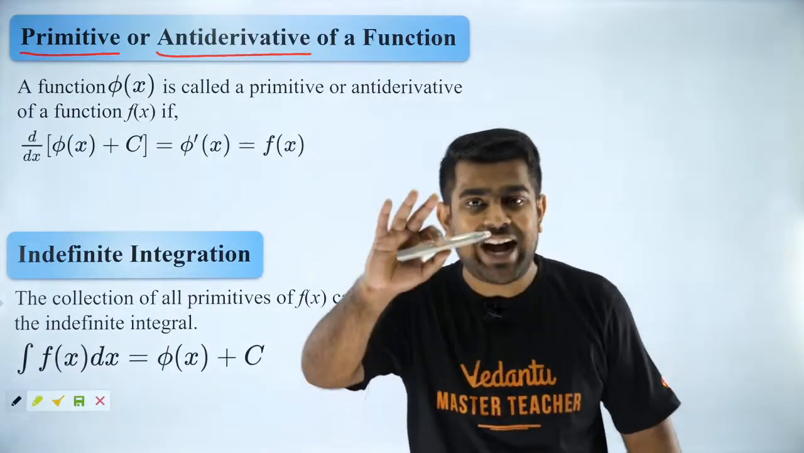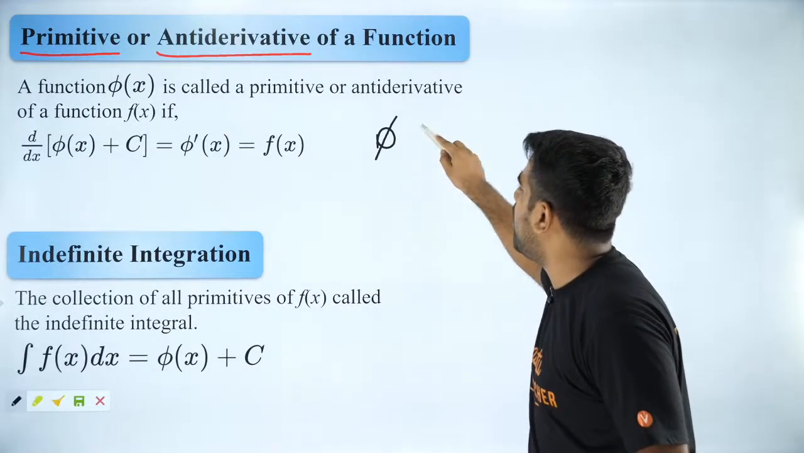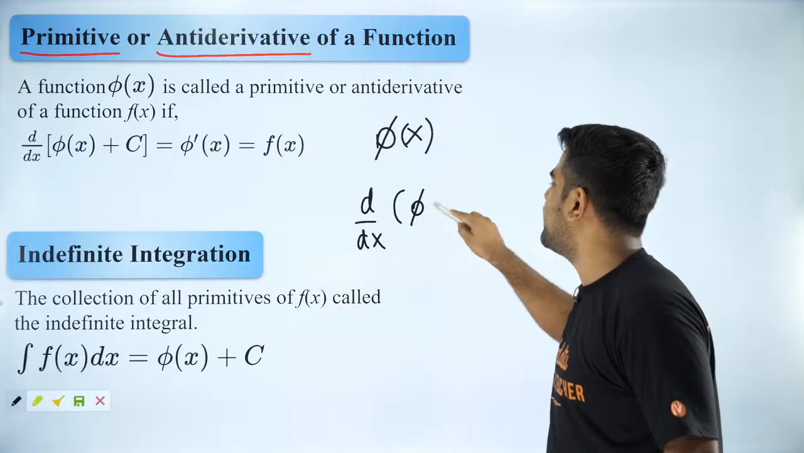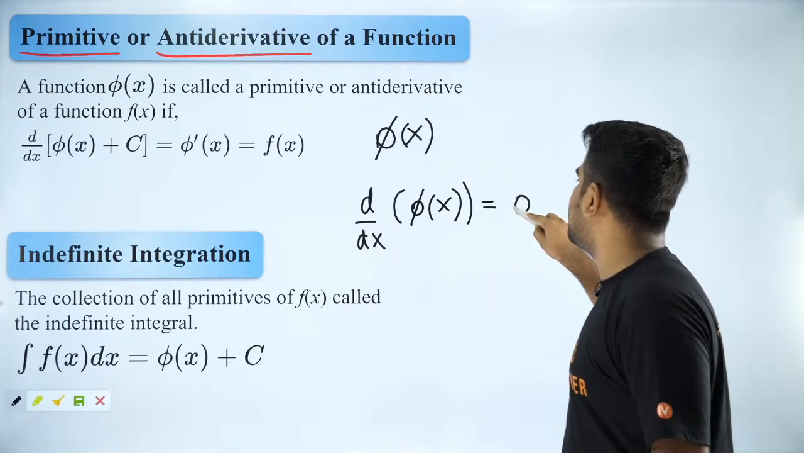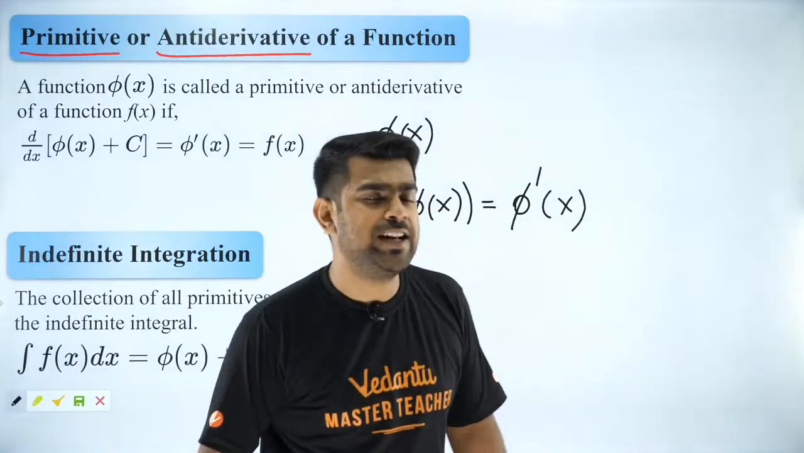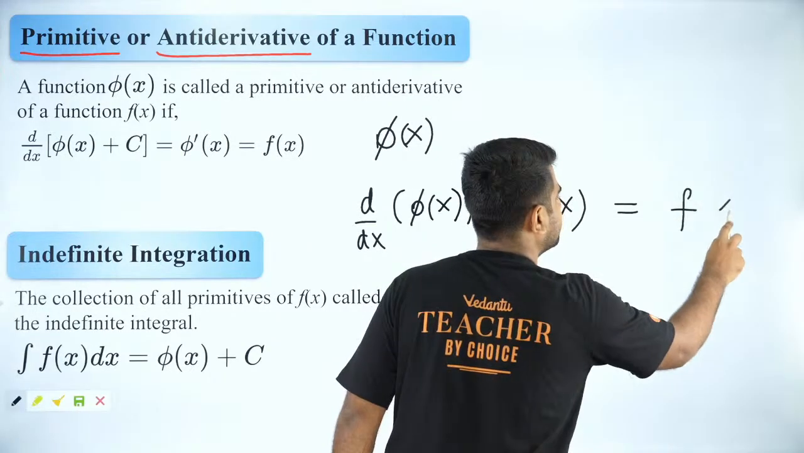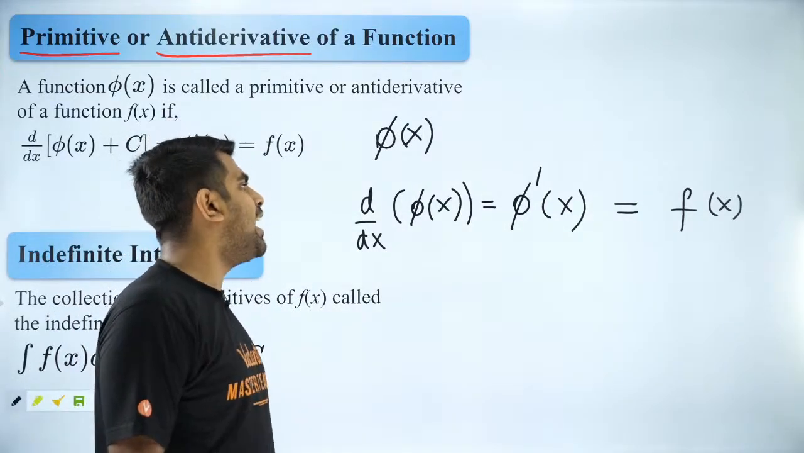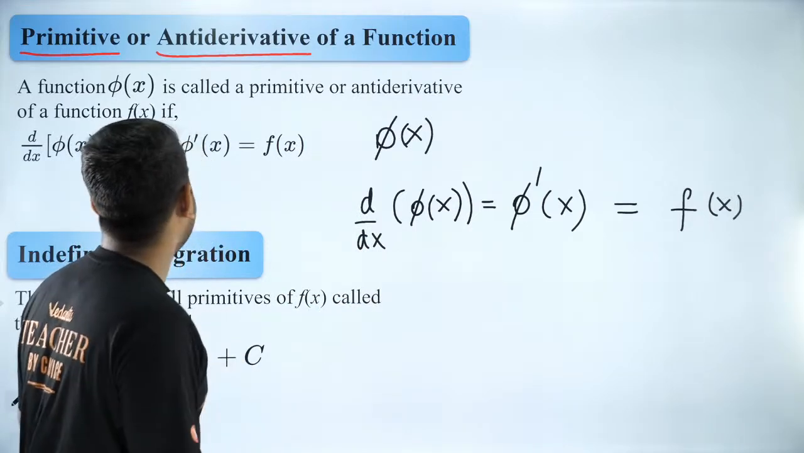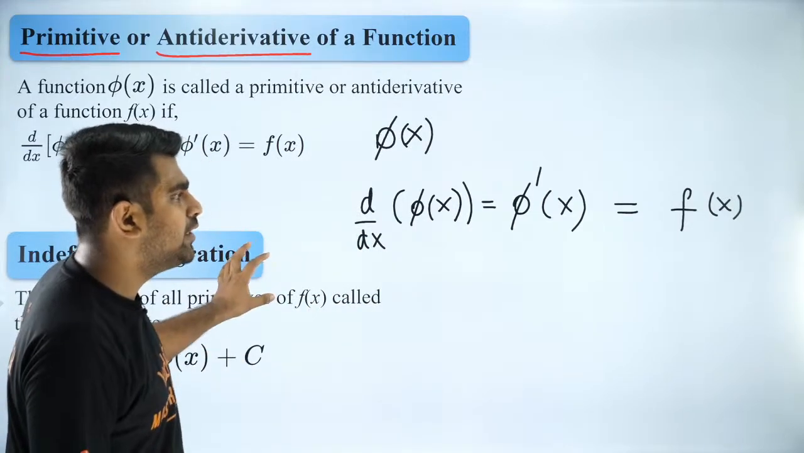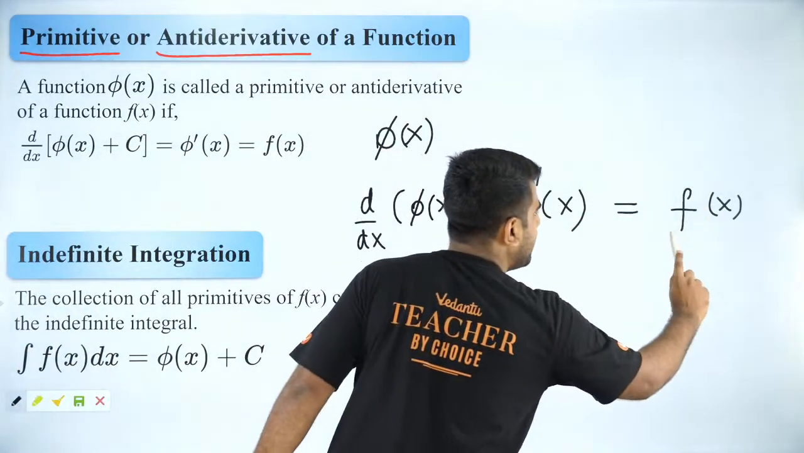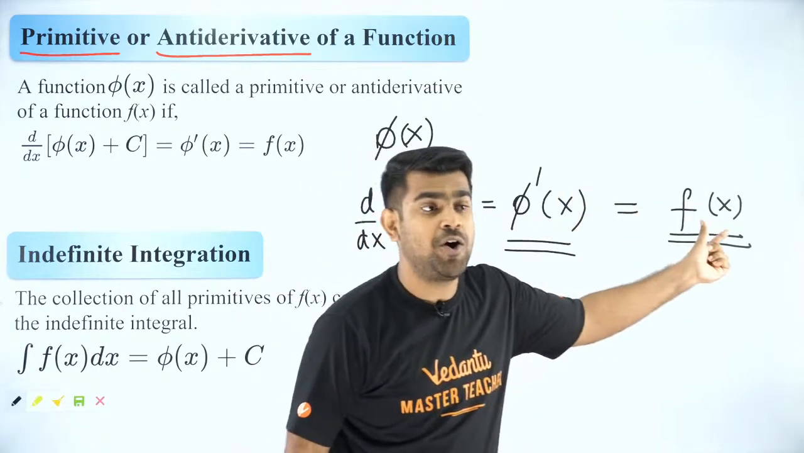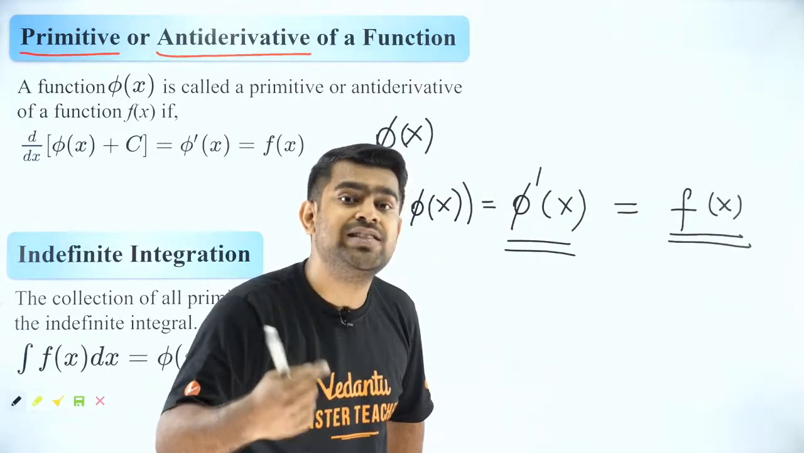Now, what is meant by primitive? I will explain it. Let us say there is a function phi of x. Now I am differentiating phi of x. If I differentiate phi of x, what will I get? Don't you all agree? I will get phi dash of x, because that is how I write derivative. Now phi dash of x is equal to f of x. Are you all clear with it? Everybody? So what can be said over here? The integral of f of x is phi of x, and the differential of phi of x is f of x. Now can you understand why they are called the reverse process?